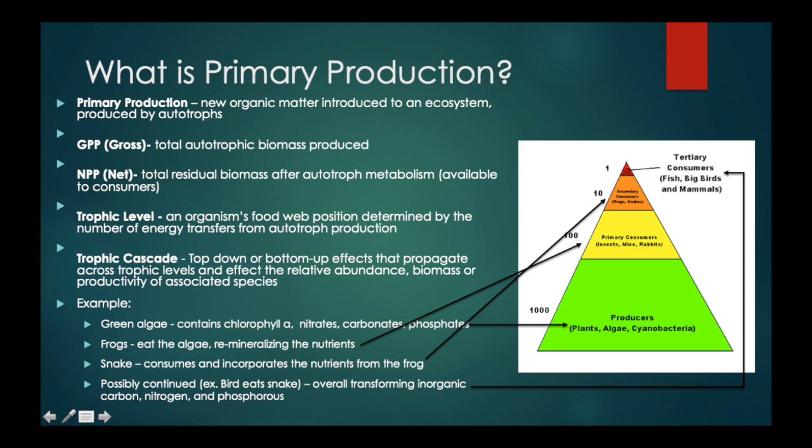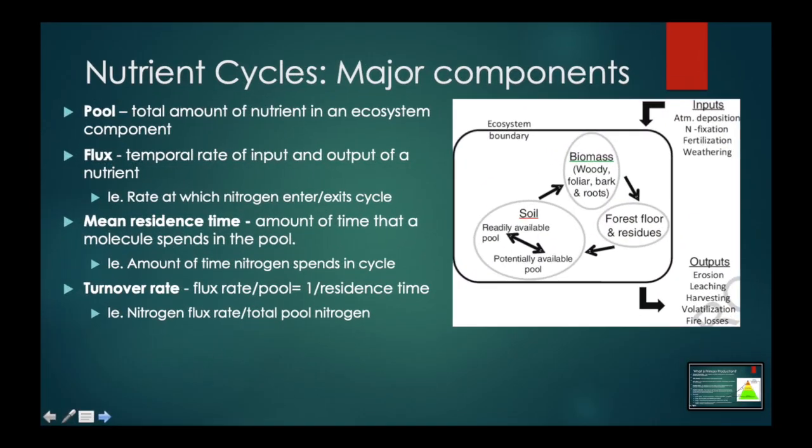Trophic level. The trophic level is the amount of energy transfers from the bottom. So a primary consumer is primary because it's the first thing that eats the plants. And trophic cascade, we have top down and bottom up. But we'll focus on bottom up for now since that's more important in nutrient cycling. That just means we have all the nutrients from the algae, which gets eaten by a frog, which gets eaten by a snake, and each one of those times, the nutrients will transfer to the next organism.